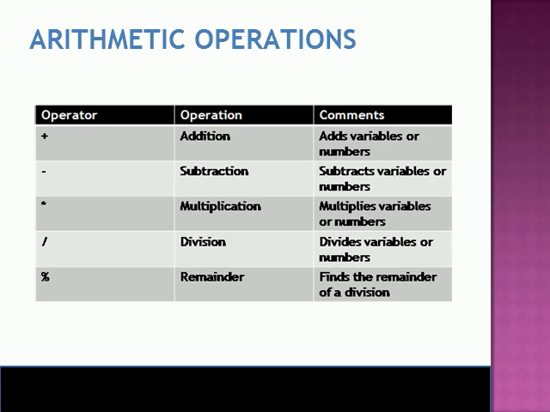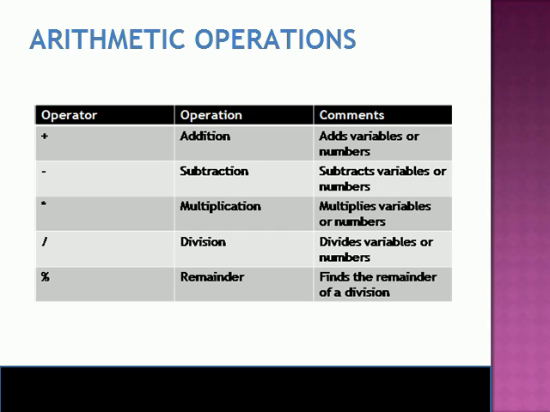Next is the arithmetic operation we are using in embedded C. So there are 5 arithmetic operations we are using: addition, subtraction, multiplication, division and remainder. That is the modulus also. So first one is the addition. It is used to add the variables or numbers.